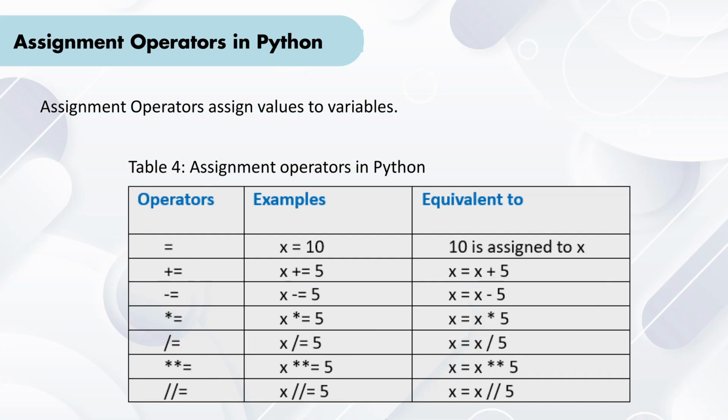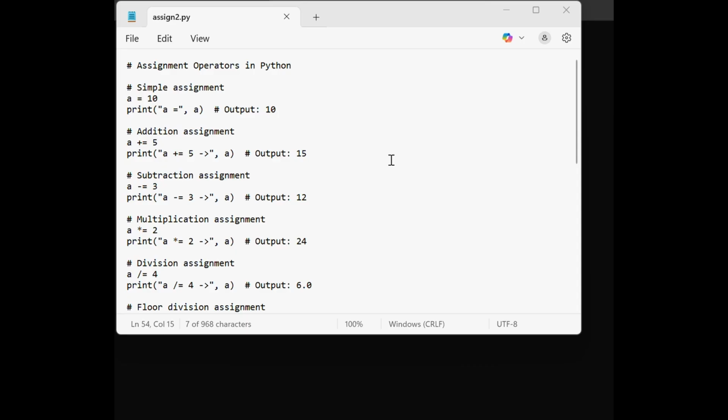Now, assignment operators. Assignment operators assign values to variables. Python supports the following assignment operators. Here the table of assignment operators is shown. In this demonstration, we will explore assignment operators in Python and see how they work through practical examples. Simple assignment. First, we assign the value 10 to variable a. When we print a, the output is 10.